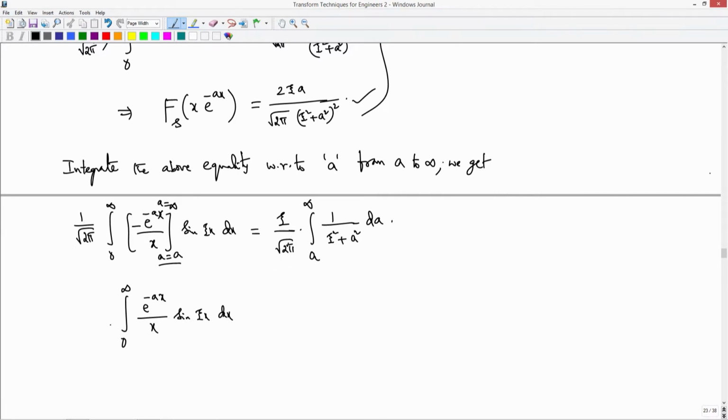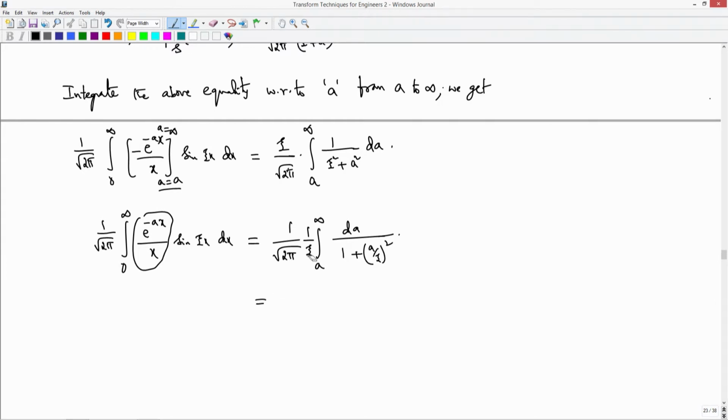If you keep these constants, this is actually the Fourier sine transform of this function. This is equal to xi by square root of 2 pi, and here the integral is from a to infinity. You write xi by xi square, you take it out. So you have 1 by xi here, and you have dA by 1 plus (a by xi) whole square. So what is this integral? You can take this 1 by xi inside, so d of a by xi, since 1 by xi is a constant. So you can write it like this: if I write a by xi as x, dx by 1 plus x square.